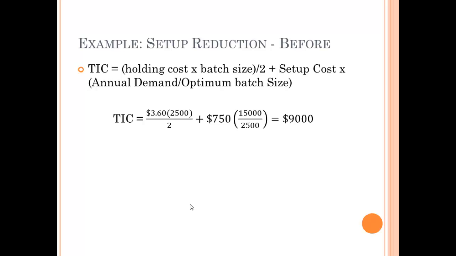All right, the total inventory cost then right now is going to be the holding cost times the batch size divided by 2. So that is $3.60. We calculated that number. The batch size we just found, 2,500 divided by 2. Plus 750, the setup cost, times the annual demand was 1,500 divided by the optimum batch size. This is basically, okay, setup cost times how many times do we do that setup? So when I work this out, I get $9,000.